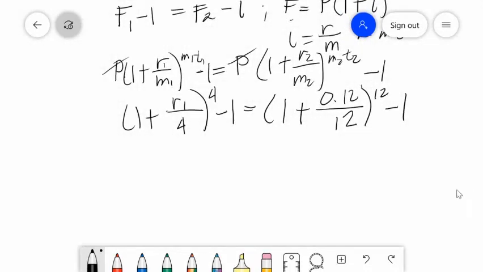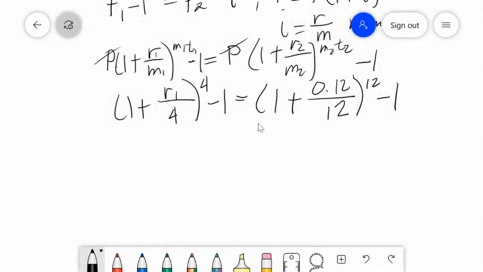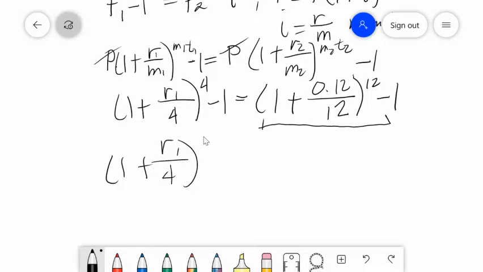Solving for R1, we must simplify first this equation. Simplify. So 1 plus R1 divided by 4 raised to 4 minus 1. So this equation will become, calculator, 1 plus 0.12 divided by 12 raised to 12 minus 1.